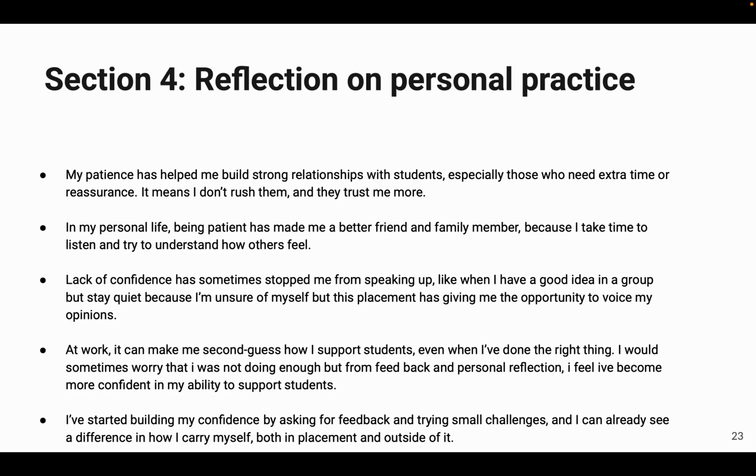At work, it can make me second guess how I support students, even when I've done the right thing. I would sometimes worry that I was not doing enough, but from feedback and personal reflection, I feel I've become more confident in my ability to support students. I've started building my confidence by asking for feedback and trying small challenges, and I can already see a difference in how I carry myself both in placement and outside of it.